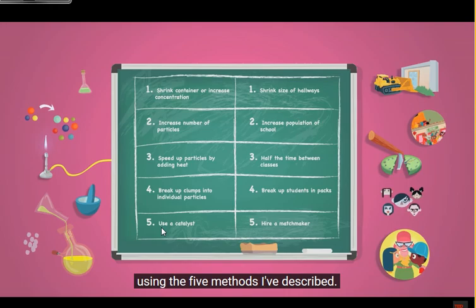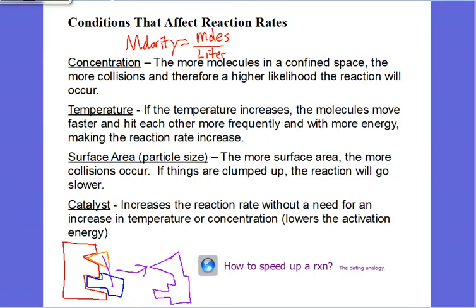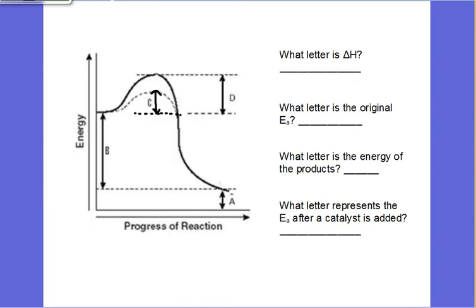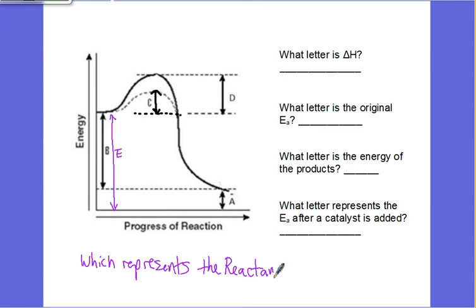All right, let's get back to the notes. So, concentration, temperature, surface area, catalyst. Let's take a second. Actually, we need to add a line to this graph in your notes. Let's add line E. And then let's add a question which represents the lollipop guild. No, which represents the reactant energy. This is my very best Promethean board handwriting.